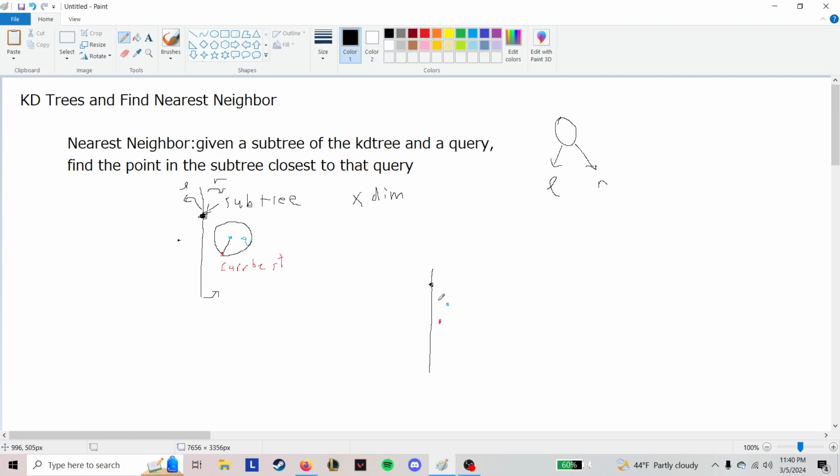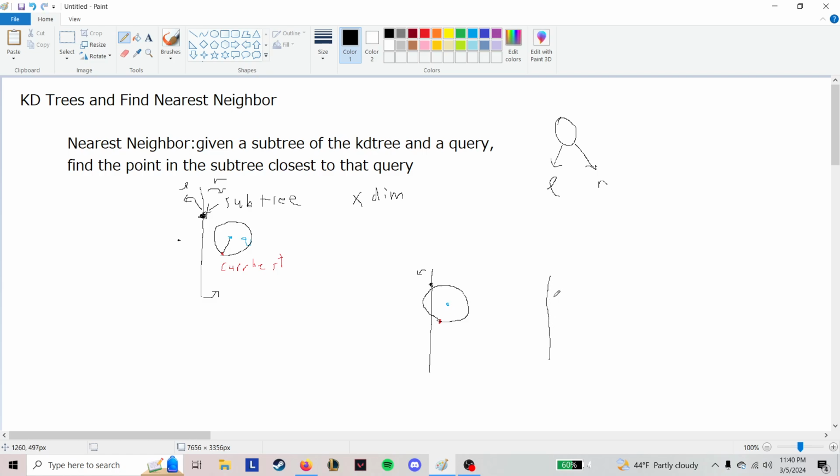If I'm in a situation like this, where I have a circle and it overlaps with and it passes into the left side, in this case, I know all the information about this side of the circle. I don't know any of the information about this side of the circle because I didn't recurse on the left. So in this situation, we want to recurse on the left.